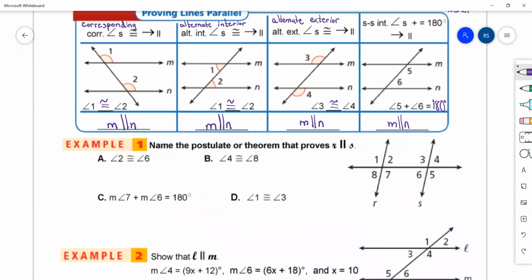So for this first example, they want us to name the postulate or theorem that proves R is parallel to S. Essentially, what relationship do they have? So it tells us that angle 2 is congruent to angle 6. What kind of angles are those? They're alternate interior angles because they're inside the lines. That's all we have to do.